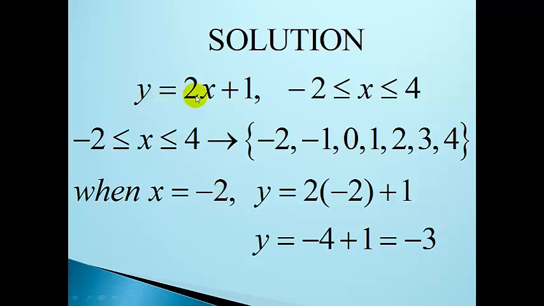Now, when x is equal to -2, it means that wherever we see x in the relation y equals 2x plus 1, we substitute it by -2. So when x equals -2, y is equal to 2 times -2 plus 1. So y will be equal to 2 times -2 is -4 plus 1, and -4 plus 1 is -3.